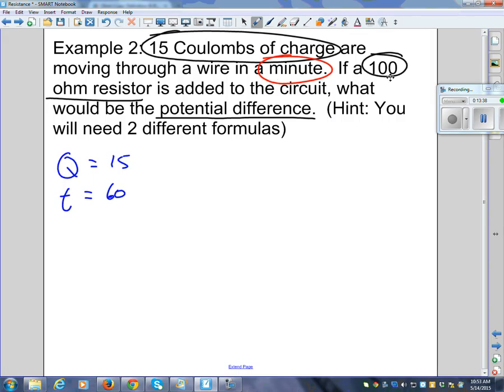If a 100 ohm resistor, what do I write? R equals 100 is added to the circuit. What would be the potential difference? So we're solving for V. How come I got 4 letters? When you got more than 3 letters, it's going to be a 2-step problem.